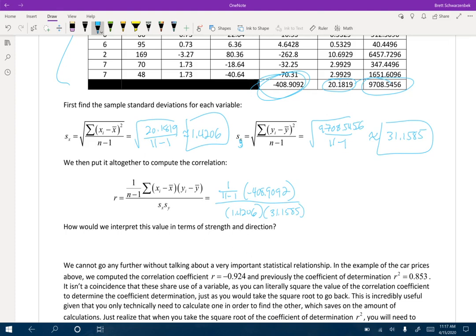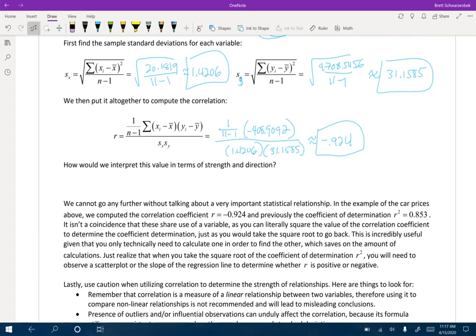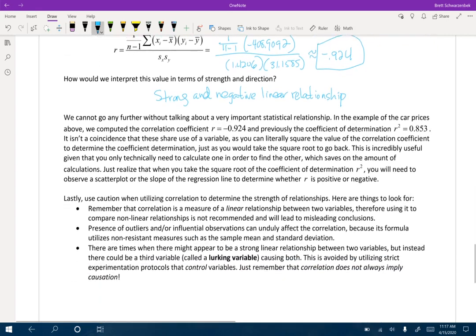If we do all of this math, we're going to get negative 0.924 as our correlation. So what does this mean? It's near negative 1, so definitely strong, but this time we have a negative relationship. Strong and negative linear relationship. This makes sense because the points were really stacked about the line when we originally did this. And generally there's a strong relationship between age and the price of a car in real life. So it all makes sense.